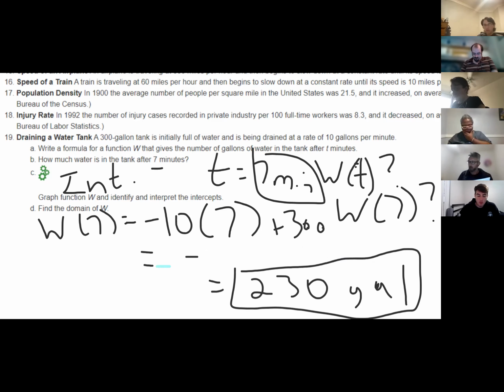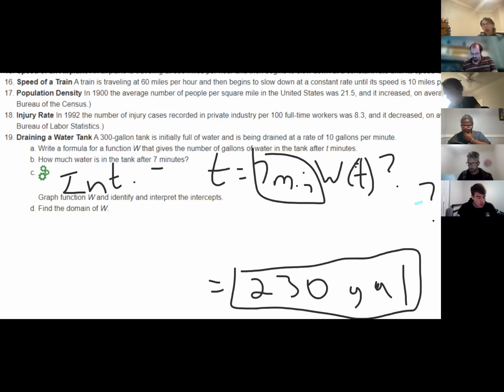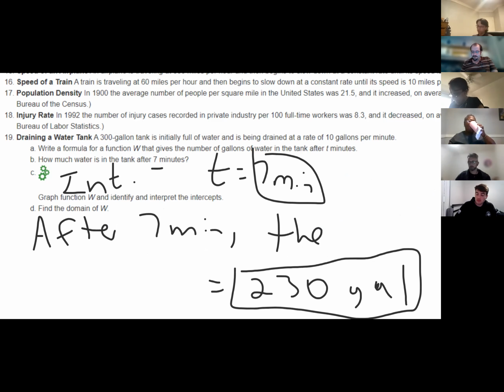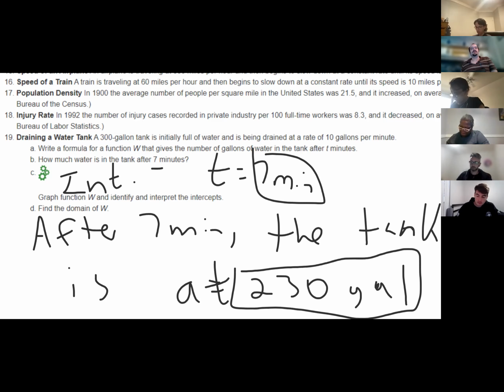After 7 minutes, the tank is decreasing by 230 gallons per minute. Ooh, not really close. So after 7 minutes, the tank would... Yeah, so this is the total gallons in the tank. It's still decreasing by 10 gallons per minute, but after 7 minutes, the tank would decrease to 230 gallons. Yeah, the tank decreases to that, right? The tank is at 230 gallons.